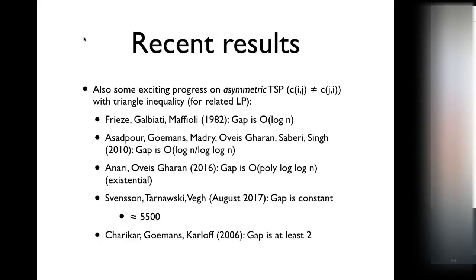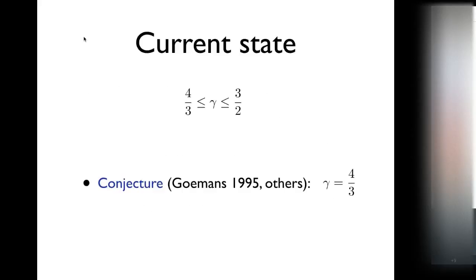Let's go back to the question we were originally asking, though. What about this case of symmetric TSP where cost obeys the triangle inequality? Well, I claim I just told you everything that's known. The gap is at least 4/3. It's at most 3/2, and we don't know anything more than that.